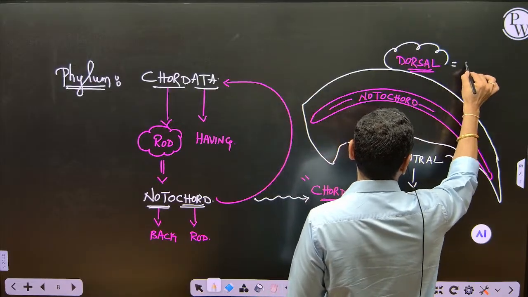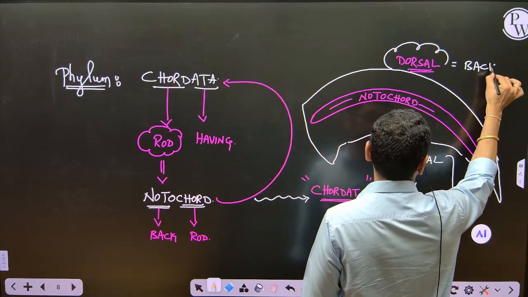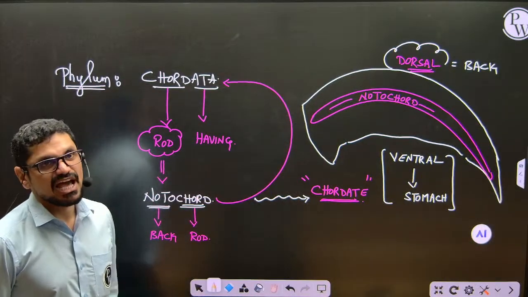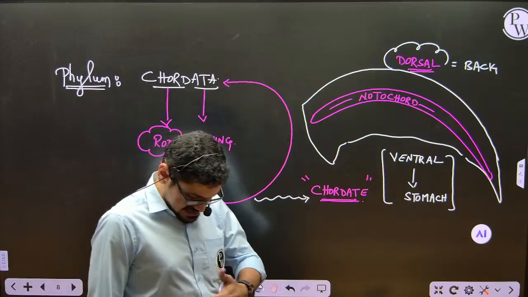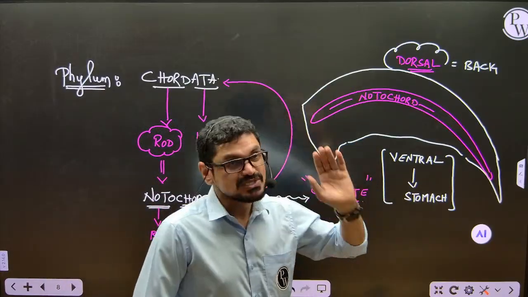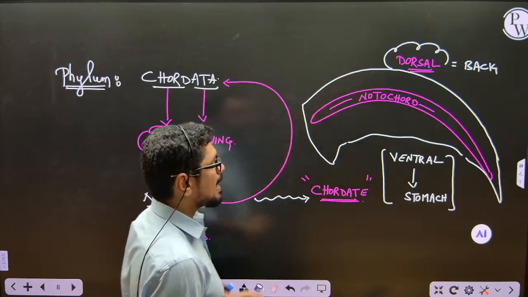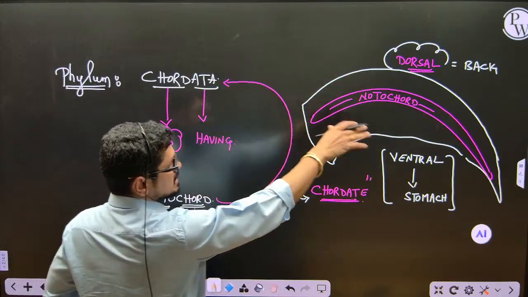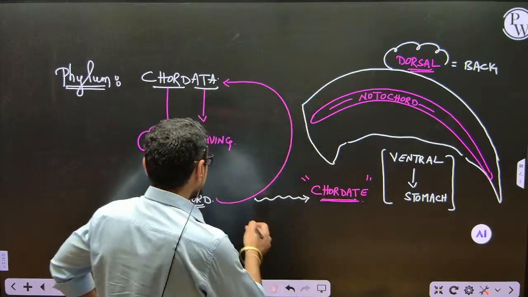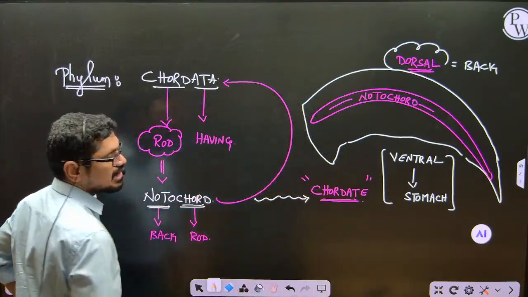Dorsum means back. So stomach side is the ventral side for the animal, opposite side is the dorsal side. See, stomach side, this is the ventral side for human being. Opposite side is the dorsal side. Dorsal means back. So there is a rod-like structure present over the back of an animal, that is called notochord. And if notochord is present, you have to call that animal a chordate.